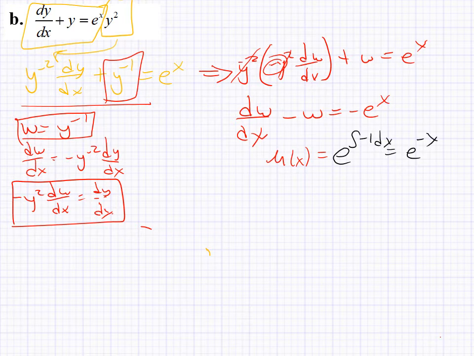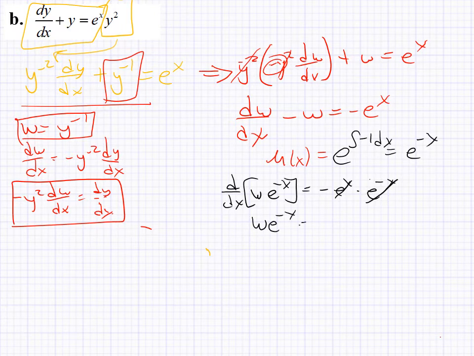So we skip to our steps of solving where we get d/dx of w times mu equals f of x times mu. If you notice, these are going to cancel each other out. So then w e to the negative x equals the integral of negative 1 dx. So w equals negative x over e to the negative x, which we can also write as negative x e to the positive x.